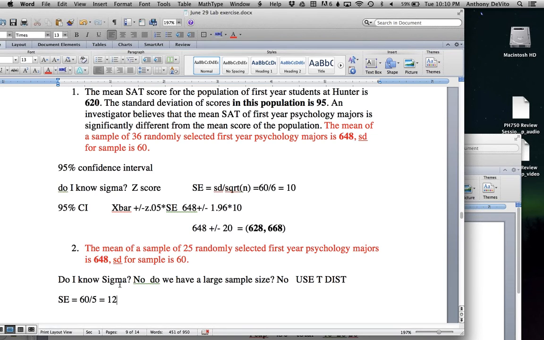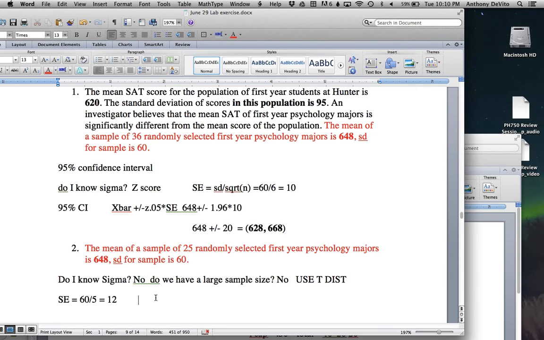So immediately we see a difference here. Our standard error is a larger number. That's going to contribute to the width, right? With a smaller sample, it's going to make things wider because we're going to add and subtract a bigger number from our mean. Okay, so let's calculate our confidence interval.